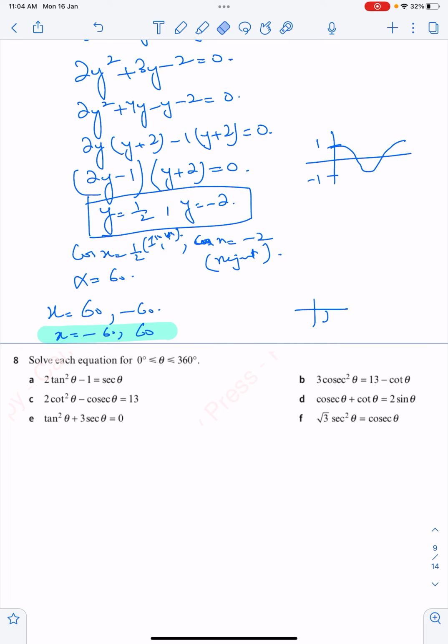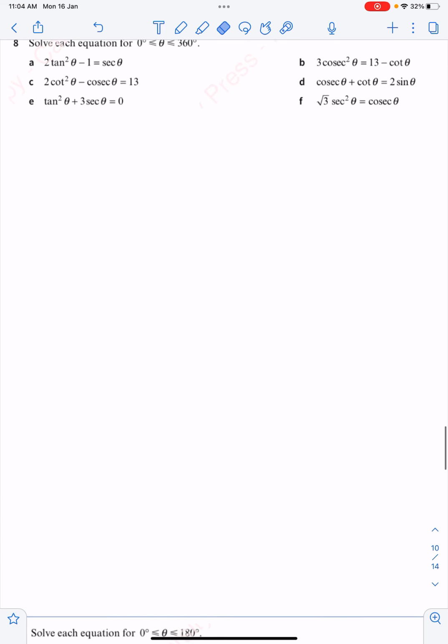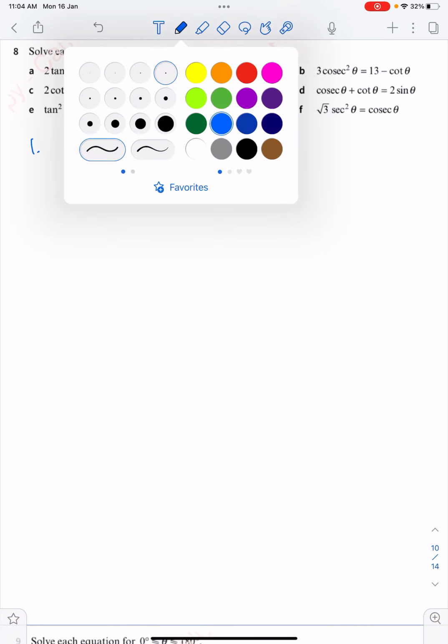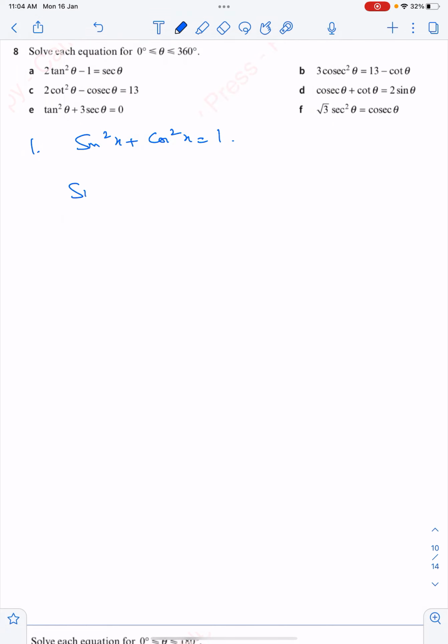Moving on to question number 8. Before I start with this, I'm just going to quickly revise the three identities. The first identity which you've done in the AS level is sine square x plus cos square x equals 1. Since we know that this is the first identity, if you divide both sides of the identity by sine square x, what do we get now? I'm rewriting the identity, sine square x plus cos square x equals 1.